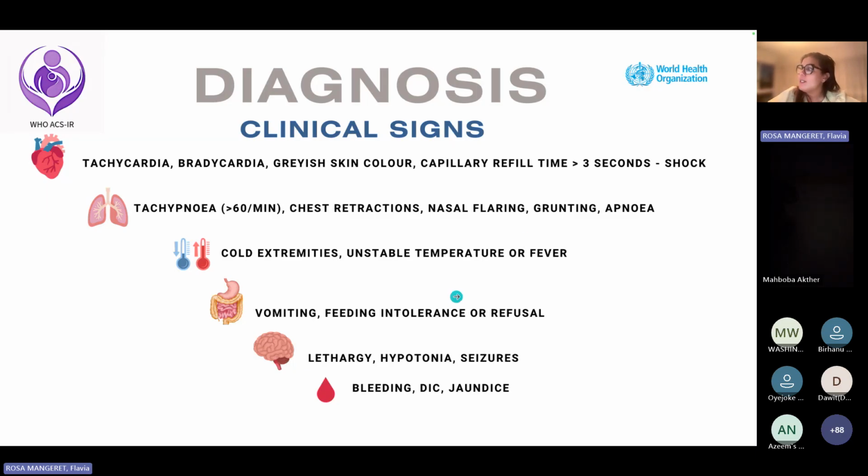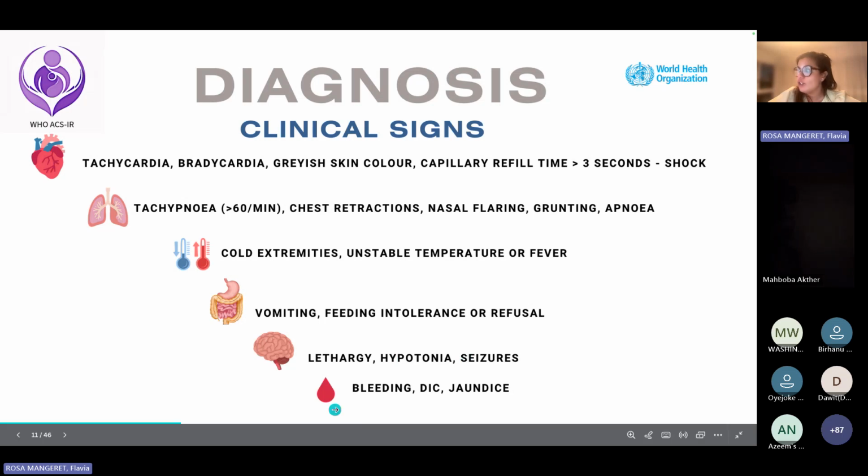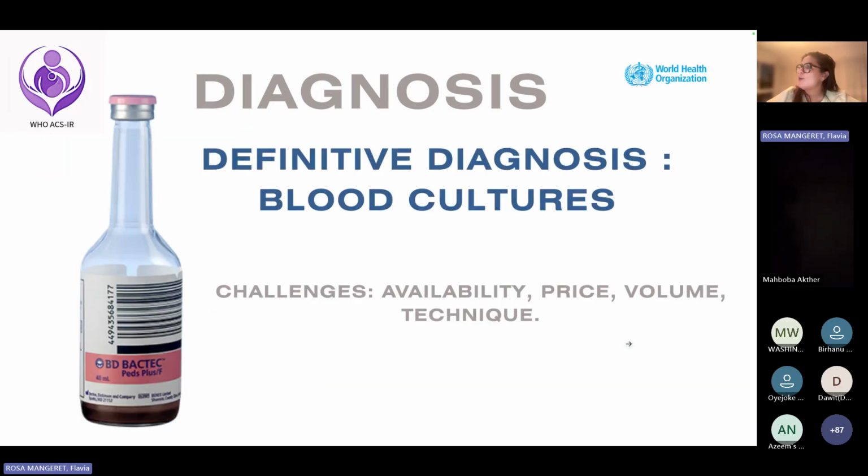Digestive system: vomiting, feeding intolerance, feeding refusal. Also more neurological symptoms: lethargy, hypotonia, seizures. And also hematological signs that are not uncommon, especially in severe sepsis: bleeding, disseminated intravascular coagulation. Jaundice can also happen in babies that present with jaundice. So the definitive diagnosis of sepsis is definitely blood culture.